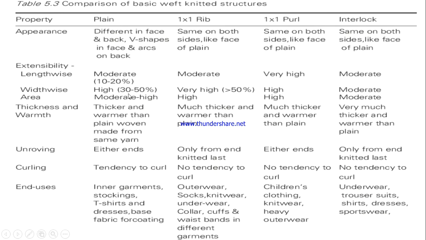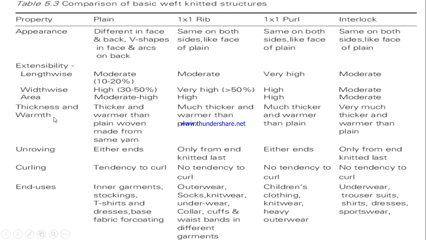Then widthwise direction, in case of plain, that is high, 30 to 50% extensibility. In case of rib, very high, more than 50%. But in case of purl and interlock, purl is similar to the plain fabric, and in case of interlock, that is moderate, lower than the rib and plain fabric. Area extensibility is moderate to high in case of plain, rib high, purl high, interlock moderate. So that means the area extensibility is similar to that of the widthwise extensibility.